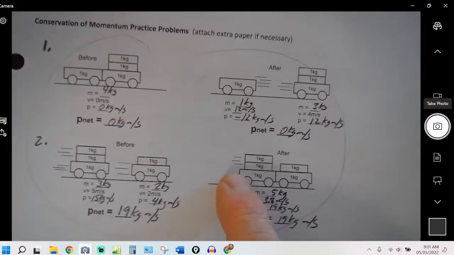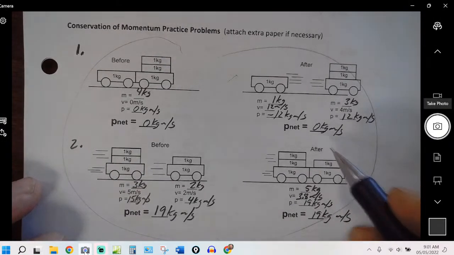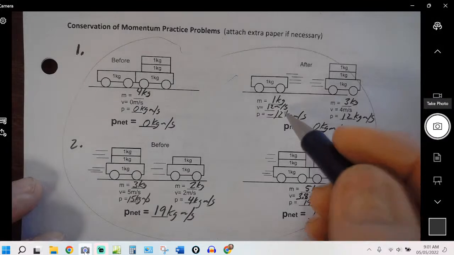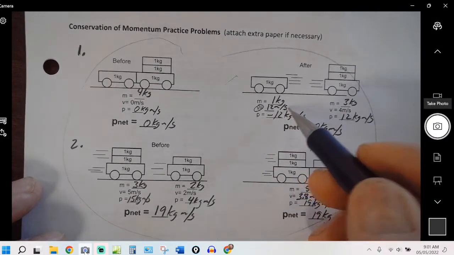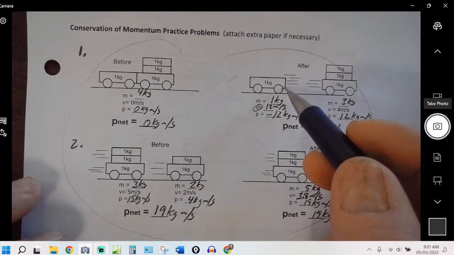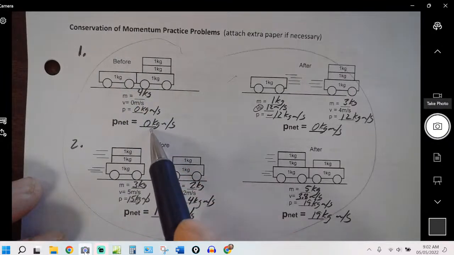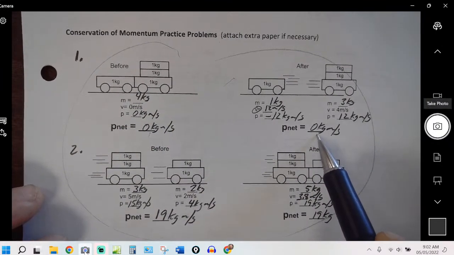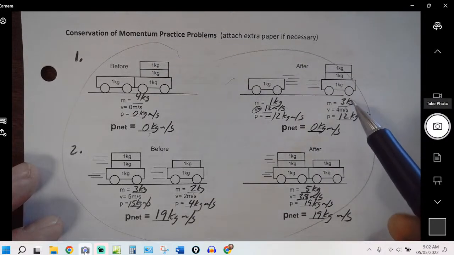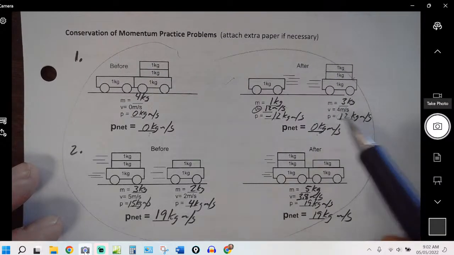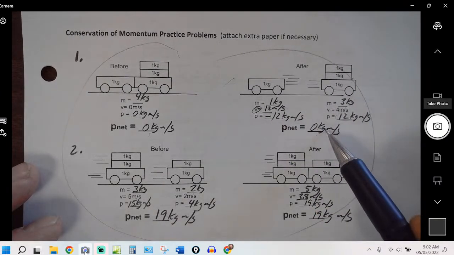So number one, really the important thing to see if you got it all right is this velocity. If you have 12 meters per second for the velocity of this little cart, then you probably did it all right. So the total momentum at the beginning is 0, which means the total momentum at the end is 0. And this thing you can calculate has a momentum of 12, which means this one's got to have a momentum of negative 12 because they've got to add up to 0.